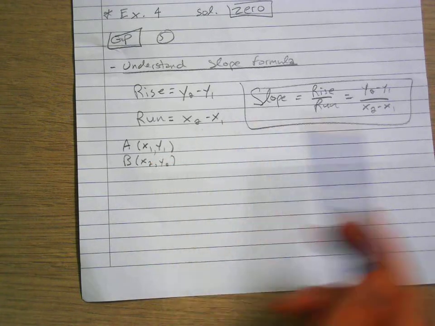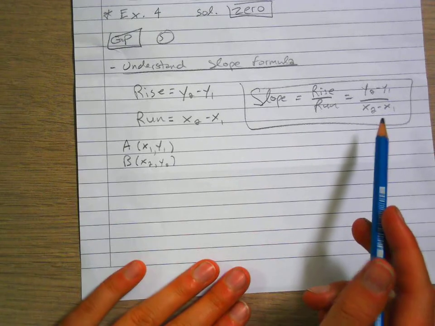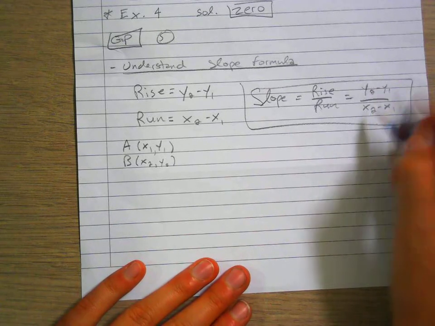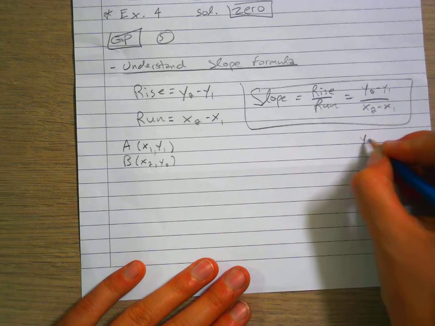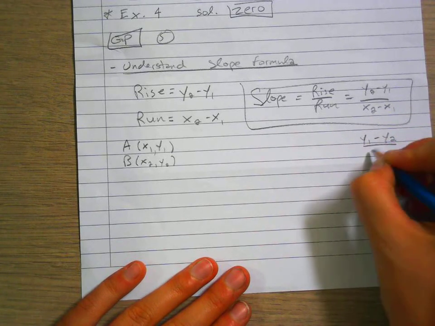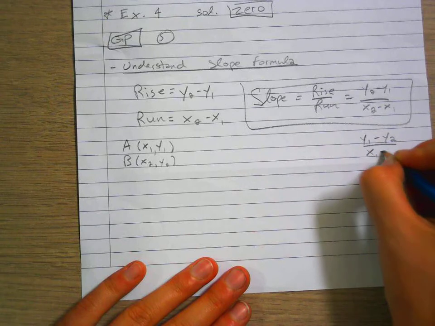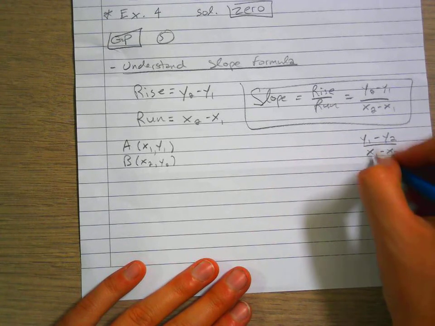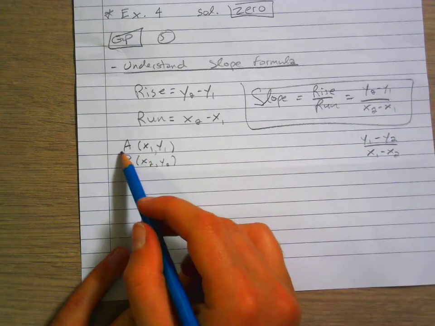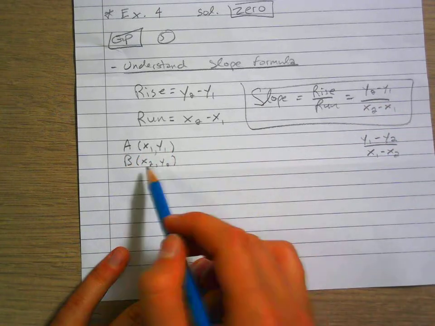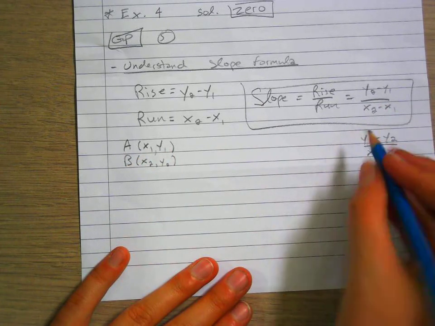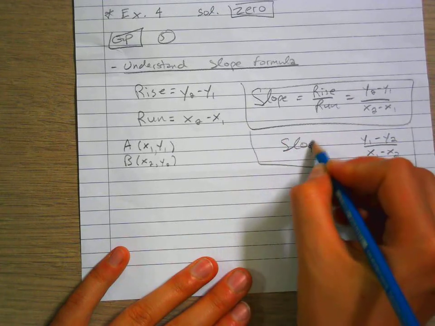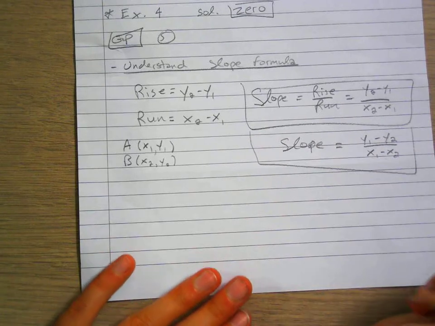So you could also say this, but you just need to make sure that the 1's are together and the 2's are together, and it will equal the same thing. So y1 minus y2 over x1 minus x2. As long as the 2's are together and the 1's are together, both of them coming from A together, both from B together, then those would be equivalent. And so you could also say that slope is equal to this. Same thing.